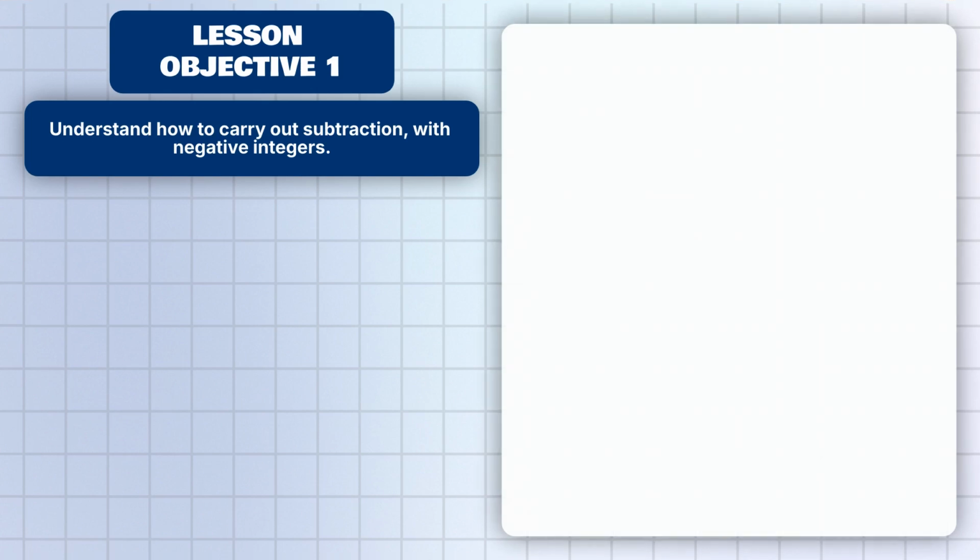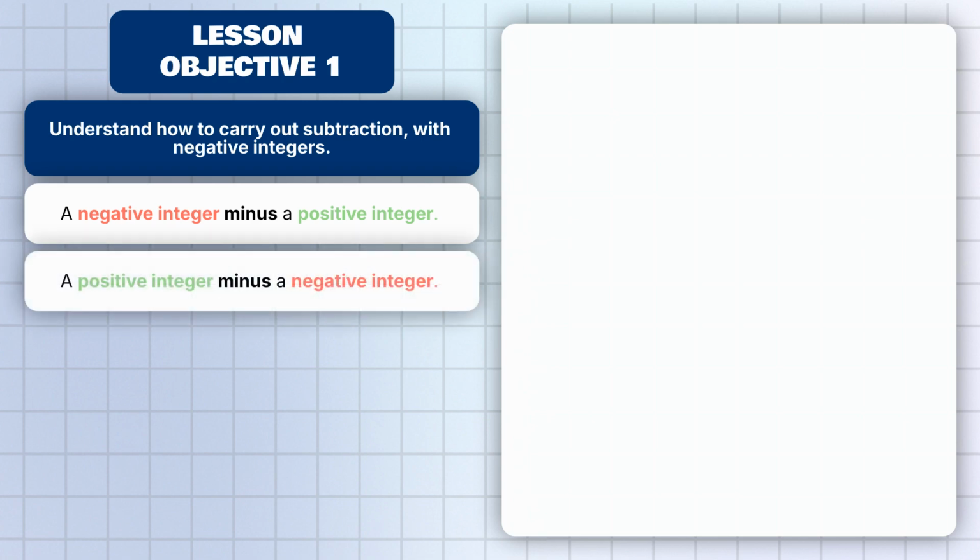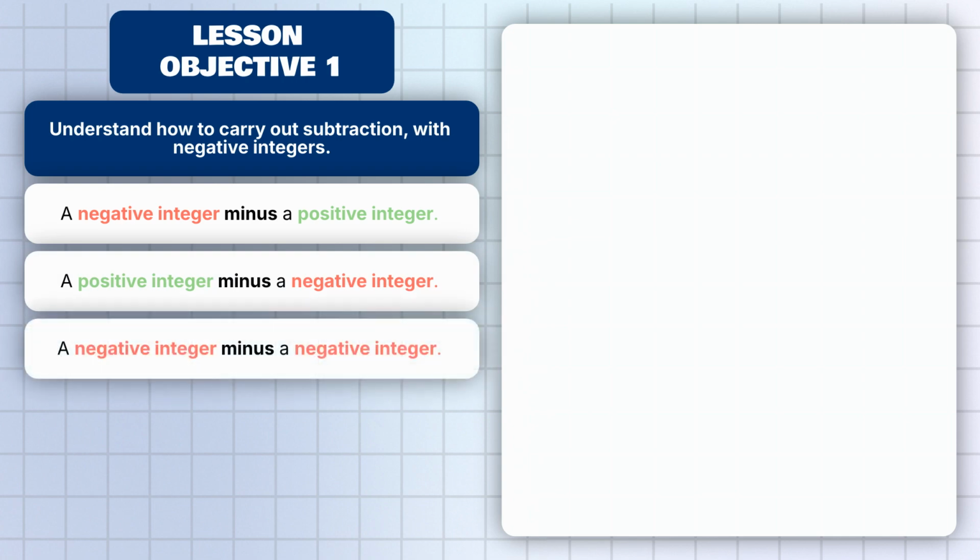When it comes to subtracting negative integers, there are three essential cases to consider. A negative integer minus a positive integer. A positive integer minus a negative integer. And a negative integer minus a negative integer. It's important to note that, unlike addition, subtraction is not commutative. This means that the order in which you subtract numbers matters. Therefore, cases 1 and 3 are not the same.